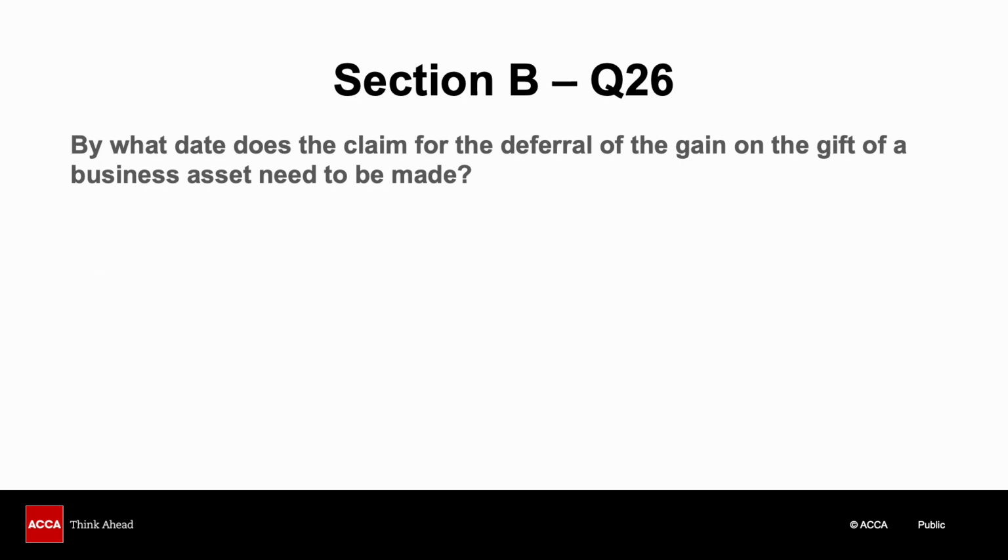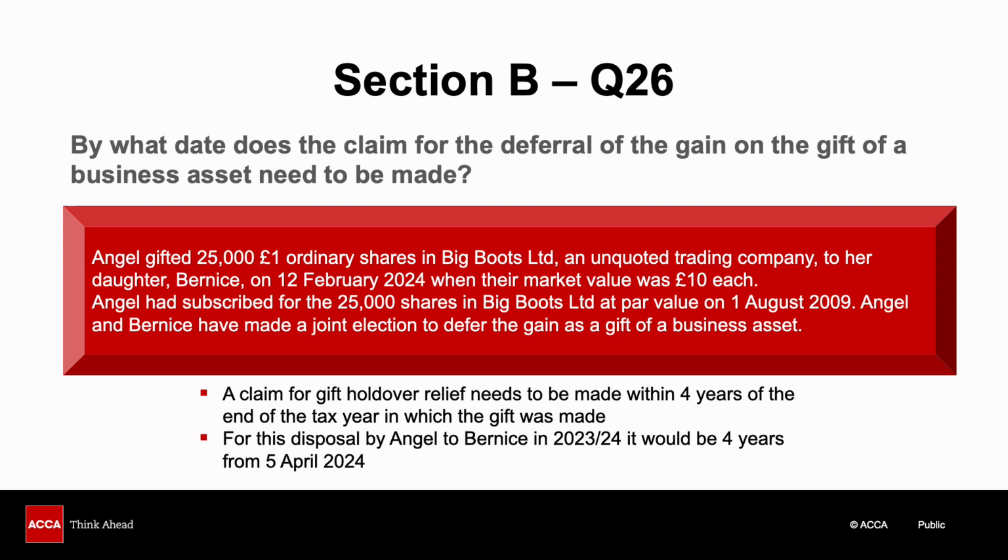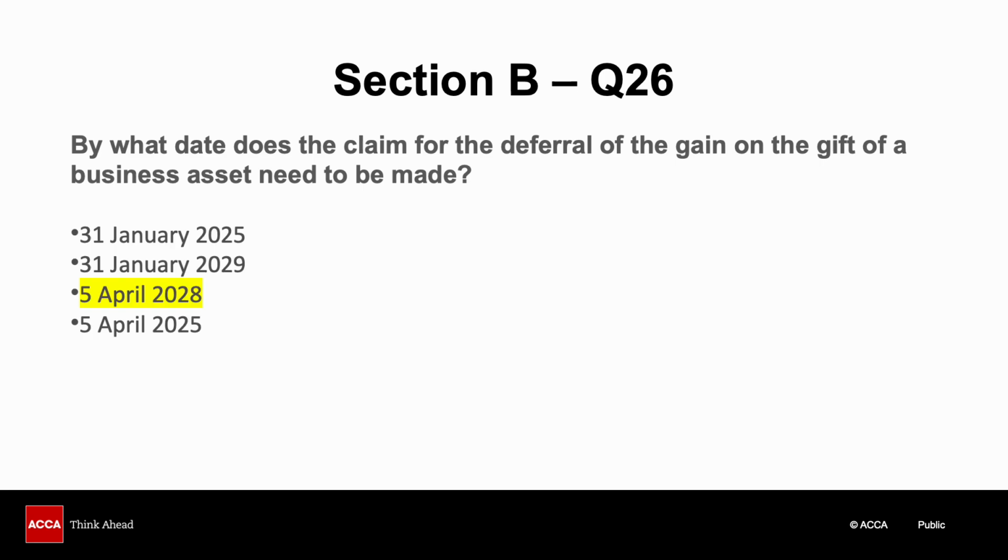And the relevant information in the scenario is that Angel gifted the ordinary shares in an unquoted trading company to her daughter on the 12th of February 2024, and they have both made a joint election to defer the gain as a gift of a business asset. So this means gift holdover relief. Now the rule is that a claim needs to be made within 4 years of the end of the tax year in which the gift was made. So that means if we relate it to this question, the end of the tax year would be the 5th of April 2024. So we're looking at 4 years from that date. So that means that the correct date of the choices there is the 5th of April 2028.